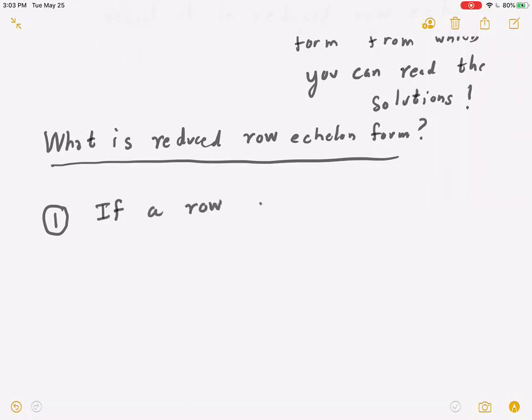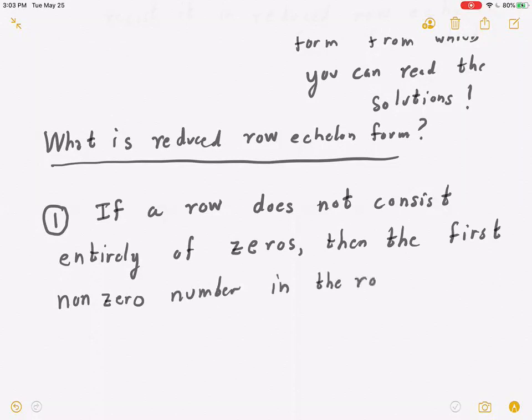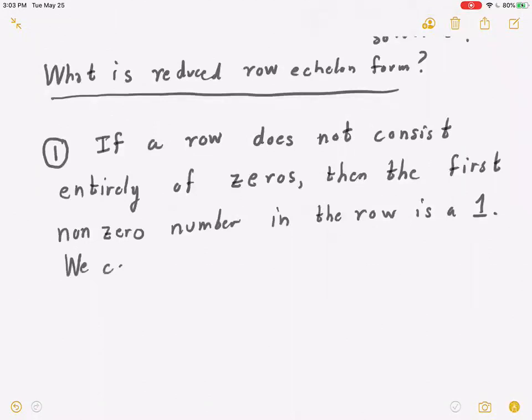So if a row of my augmented matrix does not consist entirely of zeros, then the first non-zero number in the row is going to be a 1, the number 1. And we call this a leading 1.